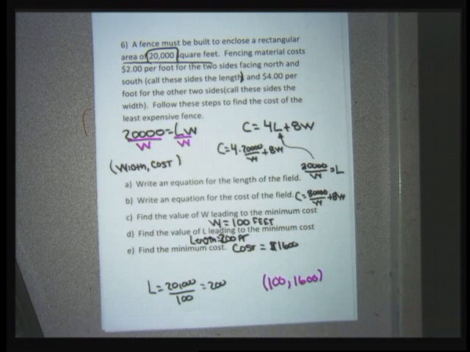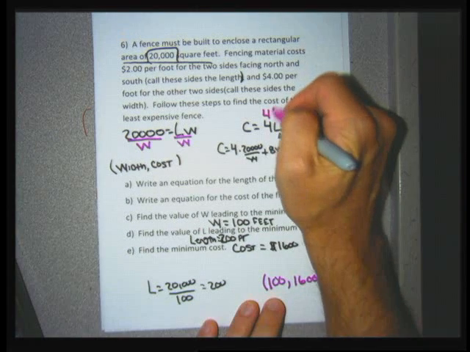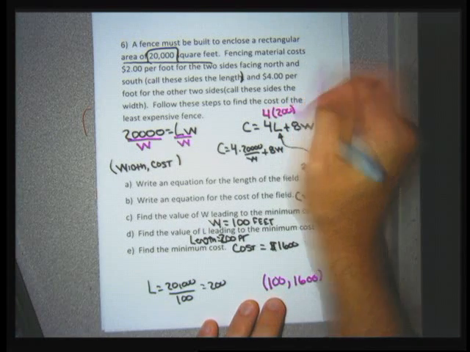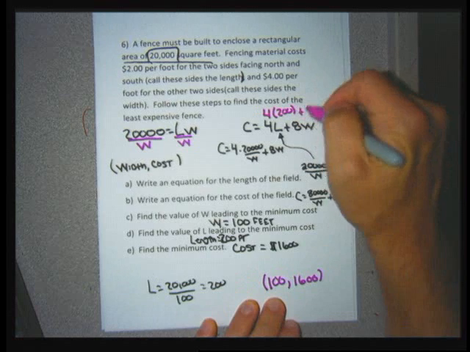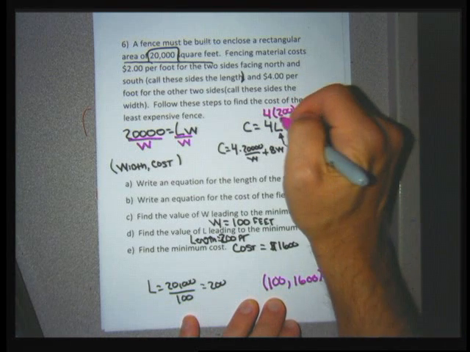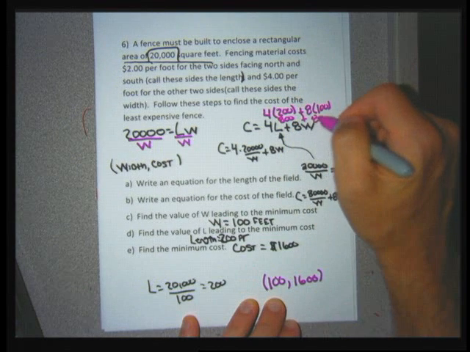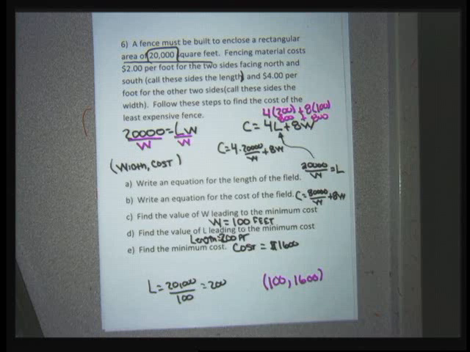So that's all the answers. And let me show you that the cost actually works out. If I plug into my cost formula 200 for the length and 100 for the width, I get cost is 4 times 200. 4 times 200 is $800, plus 8 times 100. 8 times 100 is $800, so the cost is $1,600.